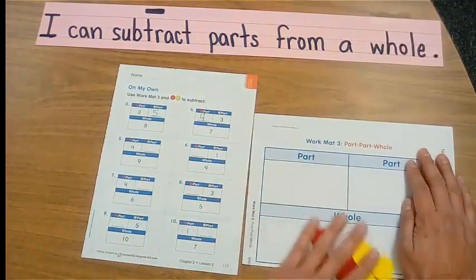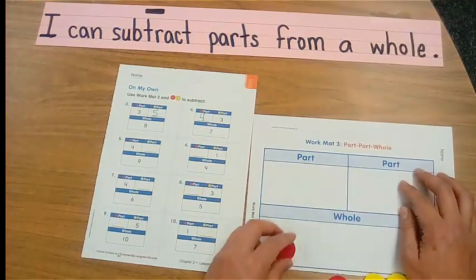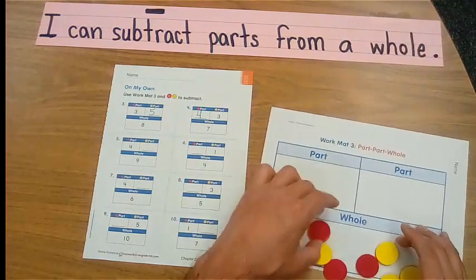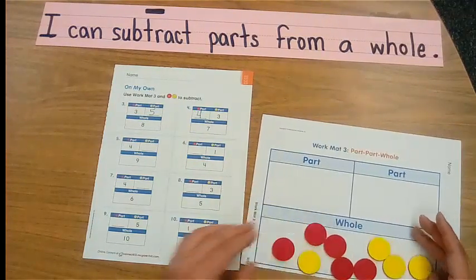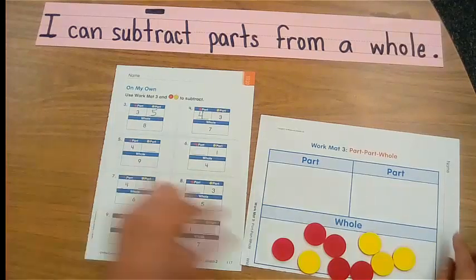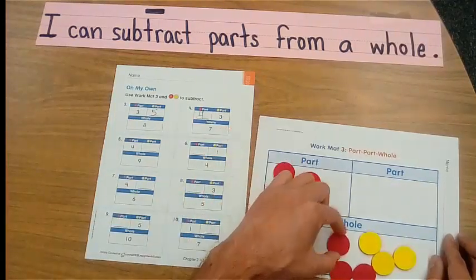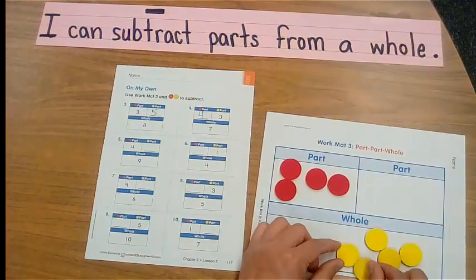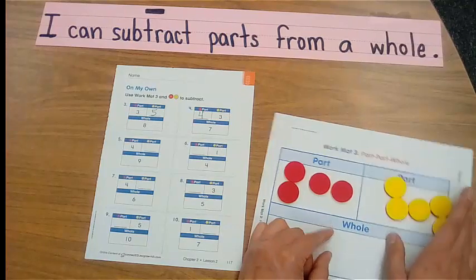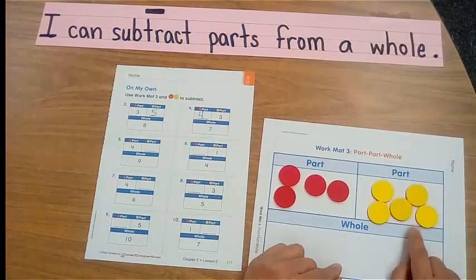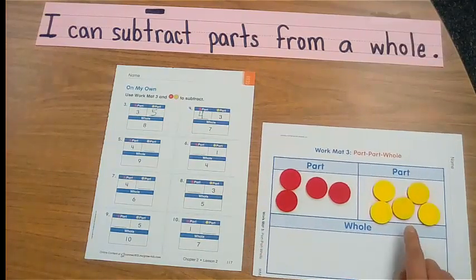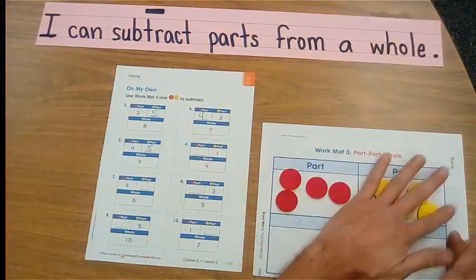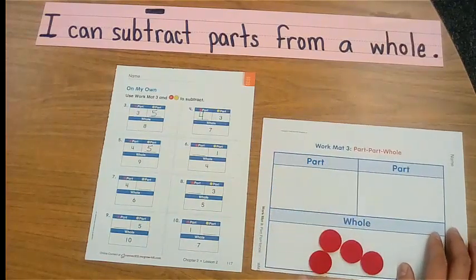Okay, so now I have 9 of these counters. So let's move 9 of them in here. Okay, here's 9. And I have how many red? 4. So let's do 4. 1, 2, 3, 4. And the rest have to be yellow. So if there's any red ones down here, I'm going to flip them over, make them yellow. And I'm going to move them up to this missing part. So the missing part is 5. Great job.